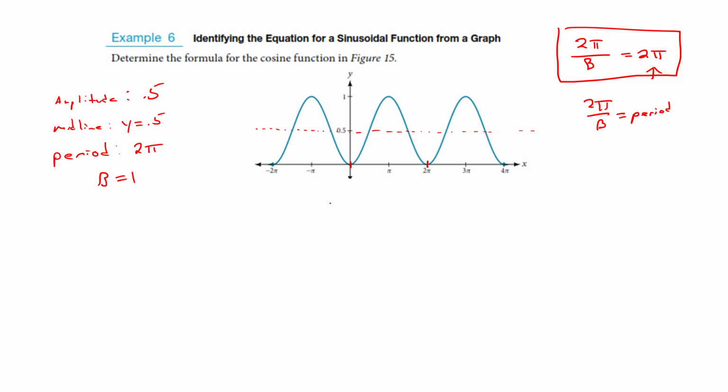Okay, now how about the phase shift, the horizontal shift?